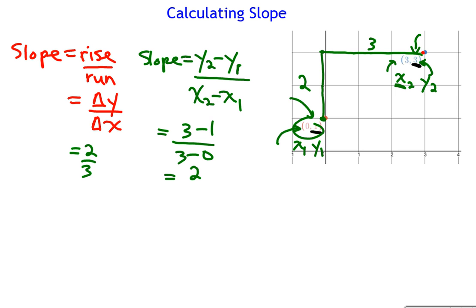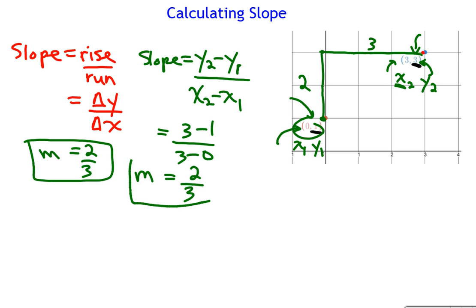We can simplify this. 3 minus 1 is 2. 3 minus 0 is 3. And you can see we get the exact same answer. Just a reminder, the short form for slope is just the letter m. So we get a slope of 2/3 in both cases. If it's on a graph and it's easy to calculate, you can certainly do that. Just count the number of squares, but sometimes that becomes kind of tedious.